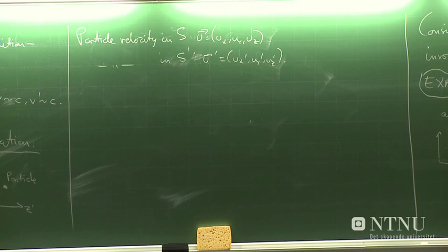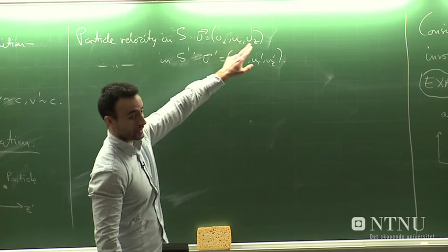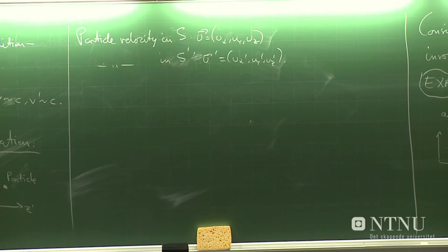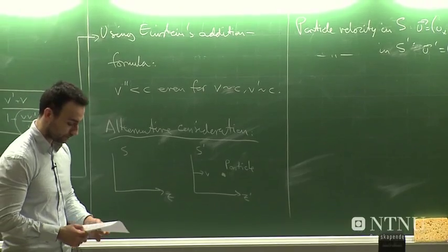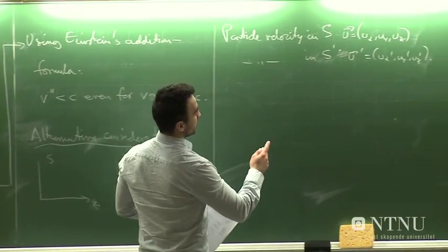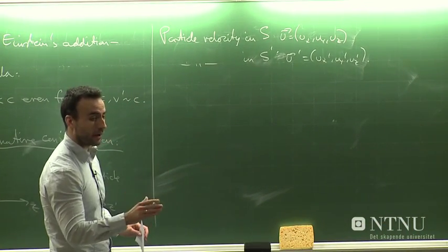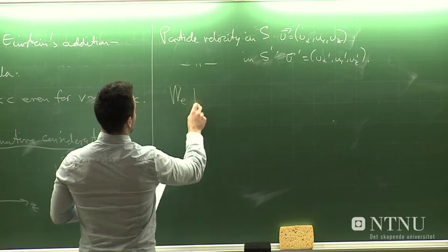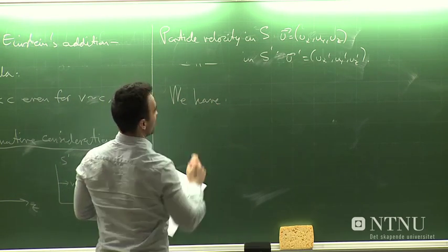So the particle velocity, as seen in our system, has these components, ux, uy, uz. The particle velocity, as seen from S prime, should be different, because S prime is moving relative to our coordinate system. So to find out exactly how these two velocities are related, we have to consider the following.